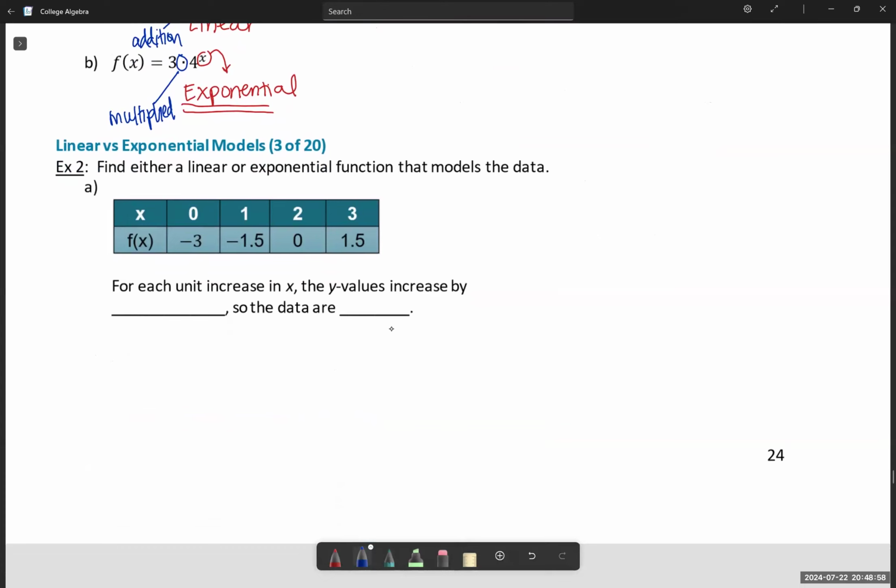So let's look at an example from a graph. Our initial value was -3. After the first iteration, we see an increase of 1.5. In the second iteration, it's an increase of 1.5. And the third, it's an increase of 1.5. So for every change in x, there's a constant change in y. For each unit increase in x, the y value increases by adding 1.5. So these data are linear.